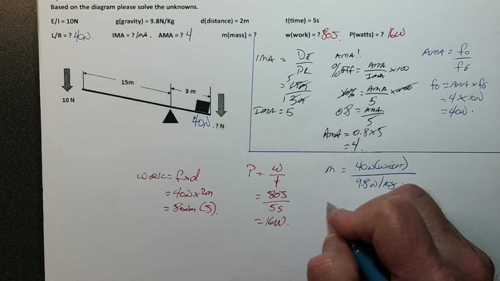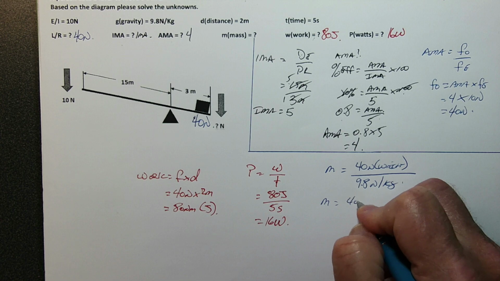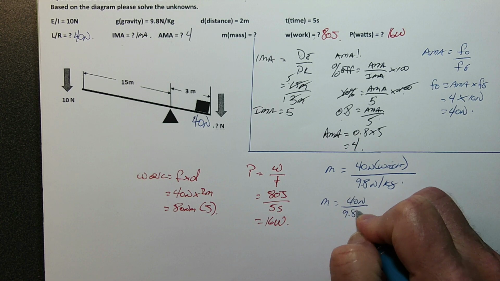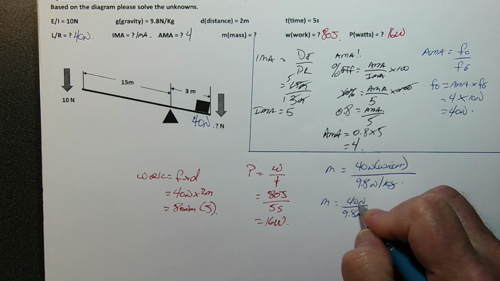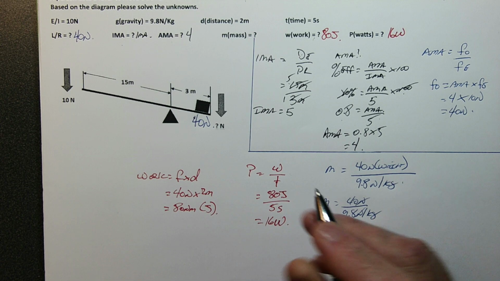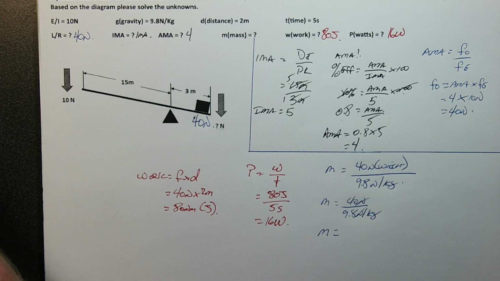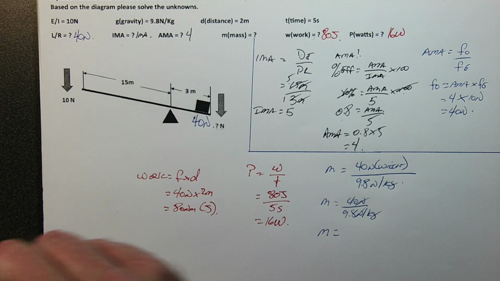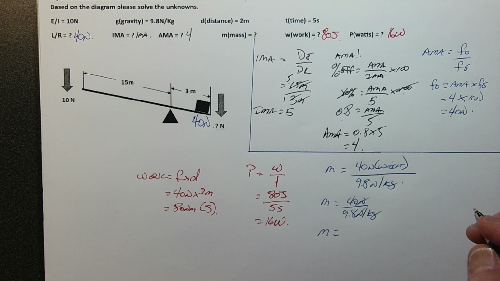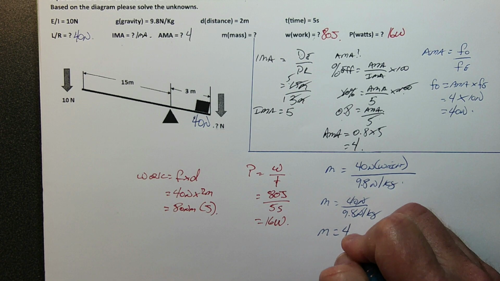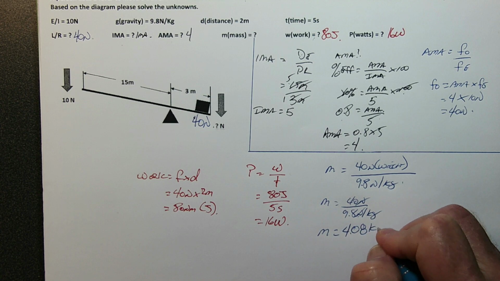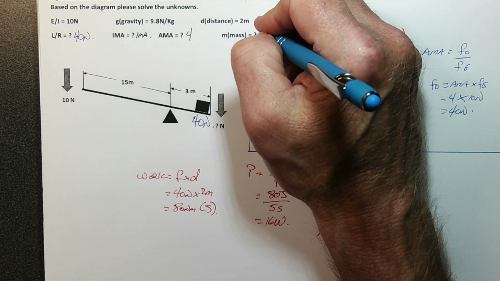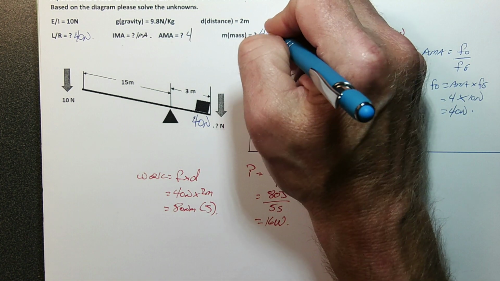Okay, so mass is equal to 40 newtons divided by 9.8 newtons per kilogram. The newtons cancel. Mass is going to be 40 divided by 9.8, 4.08 kilograms, because the newtons cancel. On Earth.